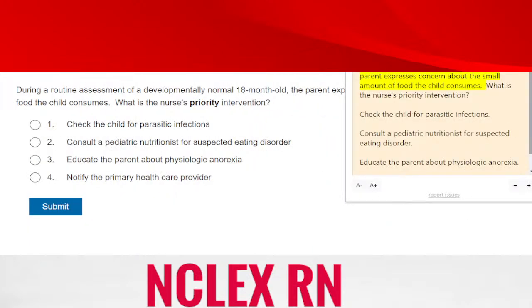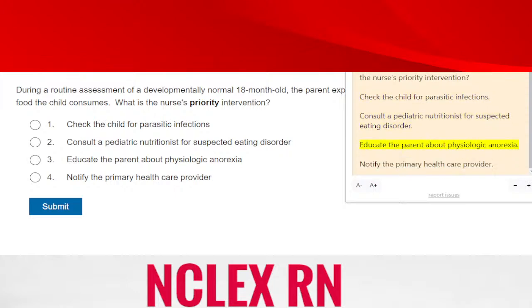During a routine assessment of a developmentally normal 18-month-old, the parent expresses concern about the small amount of food the child consumes. What is the nurse's priority intervention? Check the child for parasitic infections. Consult a pediatric nutritionist for suspected eating disorder. Educate the parent about physiologic anorexia. Notify the primary healthcare provider.